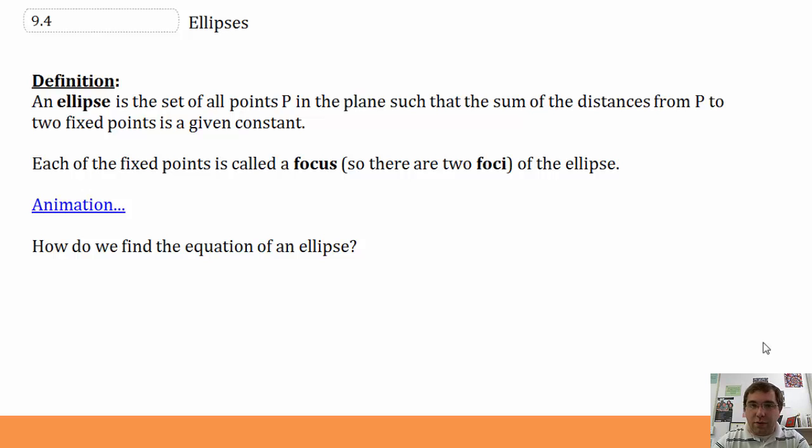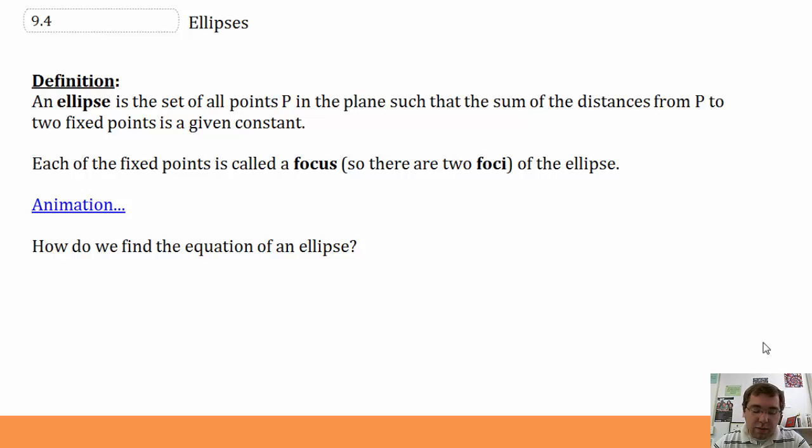This is section 9.4 of Honors Algebra 2, ellipses. Ellipses are the third of our four conic sections. So we've seen parabolas and circles already. Now we've got ellipses. An ellipse is essentially a circle, but elongated in one direction.